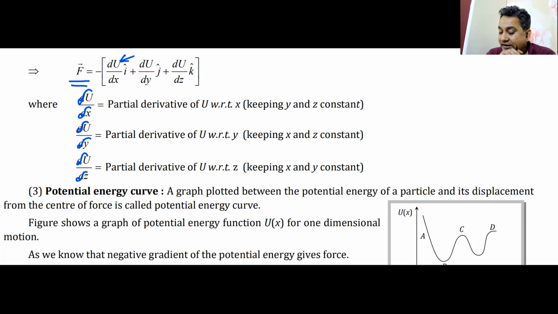Del u by del x i, del u by del y j, and del u by del z k. That is how we can calculate F from the energy function. Now, straight away, I'm going to give you a problem on this concept. And if you can do it correctly, that will revise a lot of things. That will revise the concept of the partial derivative, which would be coming to us in many different ways. So if you can do this question, we can move further ahead. And here comes the question. I hope you have noted down the formula.